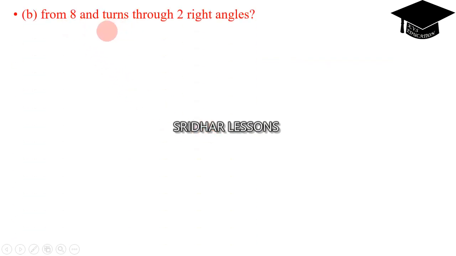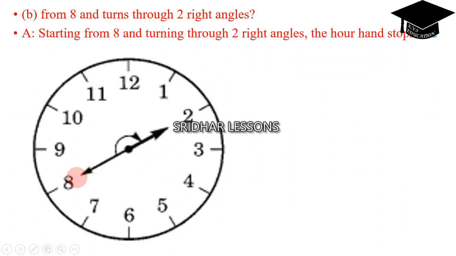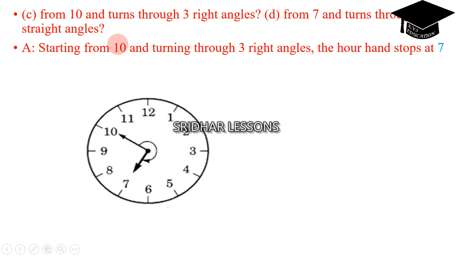From 8, it starts from 8 and turns two right angles. We will see. Two right angles. So this is 180 degrees. So it marks 2. Okay, because it is having two right angles, 180 degrees. Question C. From 10 and turns three right angles. Okay, starting from 10 and turning three right angles, the hour hand stops at 7.